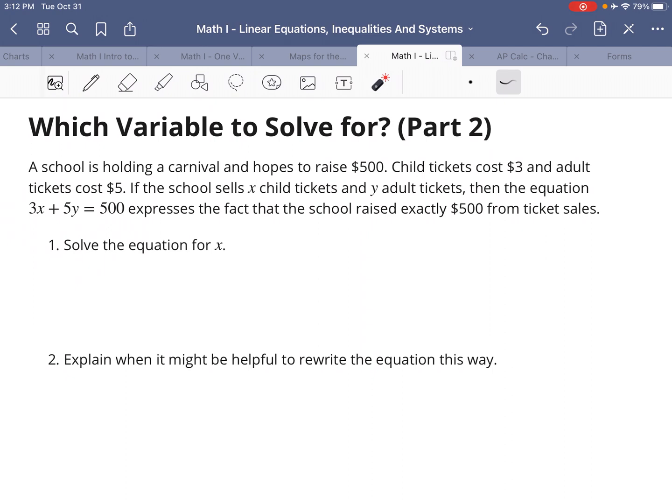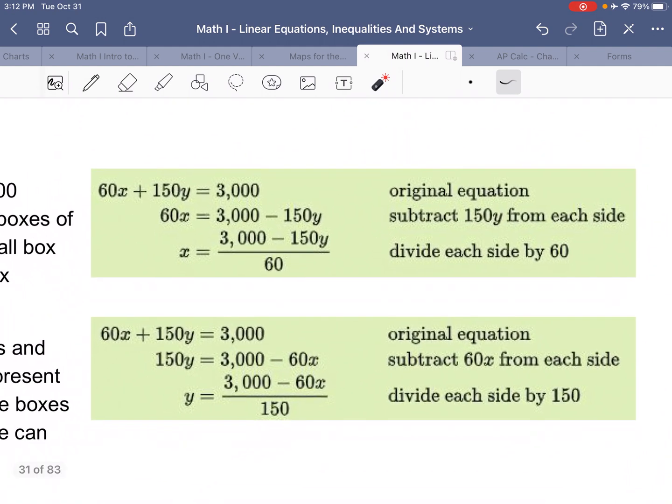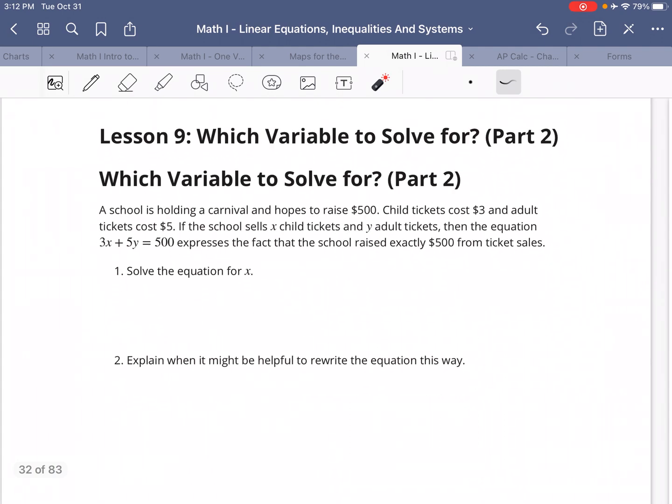You want to get the X by itself, just like you were doing over here. Take a look at this again. How did we get this x by itself? We eliminated the y term first, and it ended up over here. And then we divided by 60. Divide by 60. It's the same sequence of steps, really.